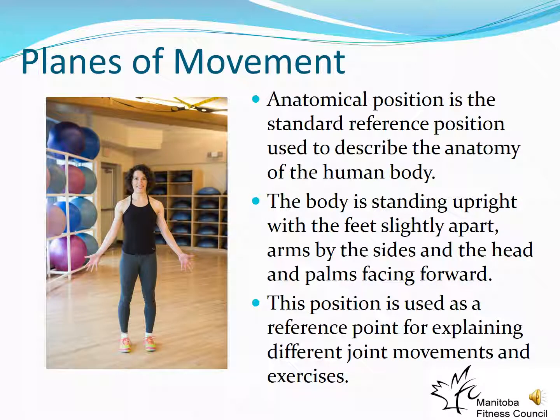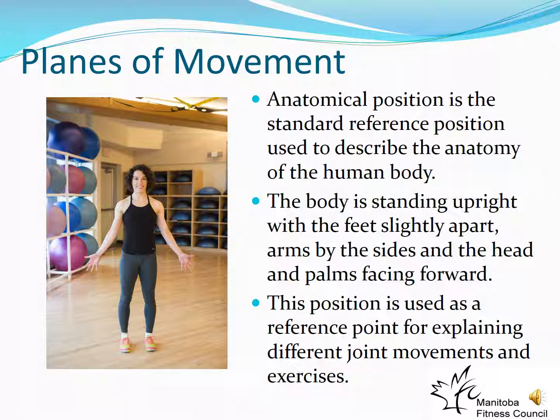So I've already mentioned anatomical position just a little bit because we needed to know it in order to understand the radius, which is on the same side as the thumb, and the ulna in the forearm. But this lady is standing in what we call anatomical position. So we're about to talk about different ways of describing movement and placement on the body. And to know what this is, we have to understand anatomical position. So this is our standard reference position used to describe anatomy.